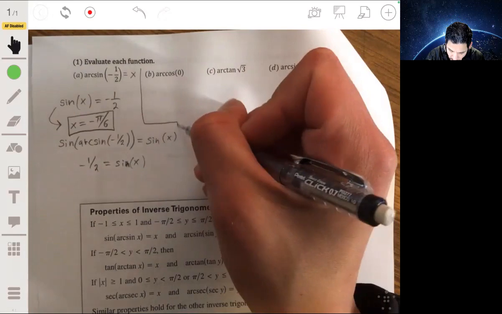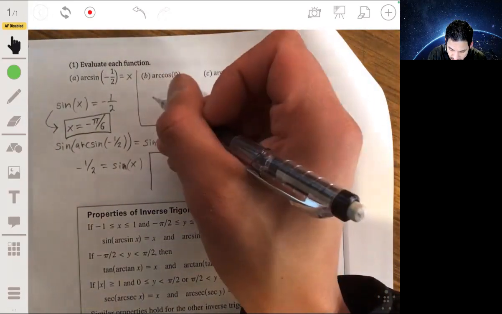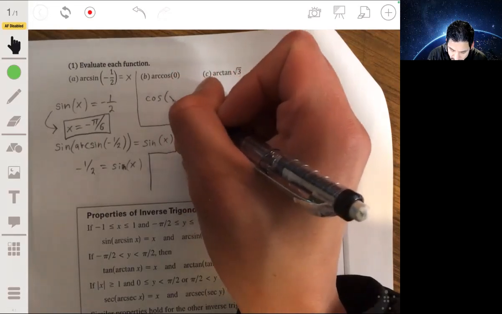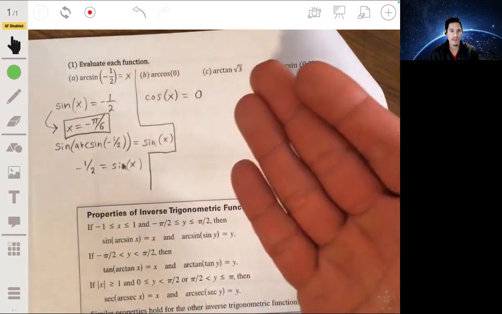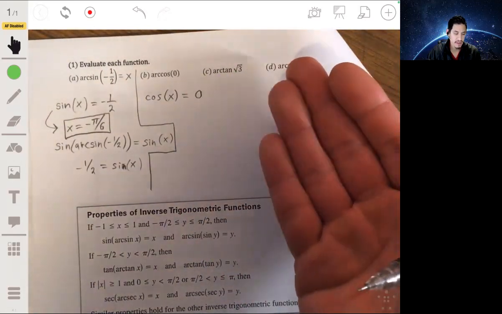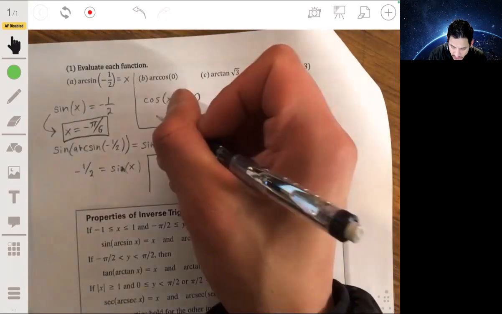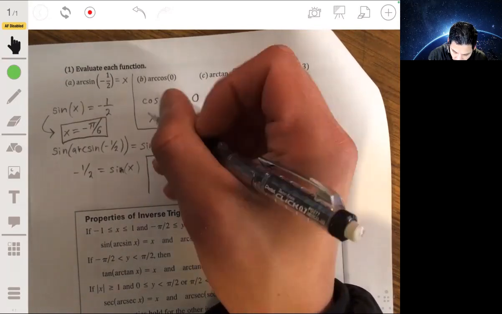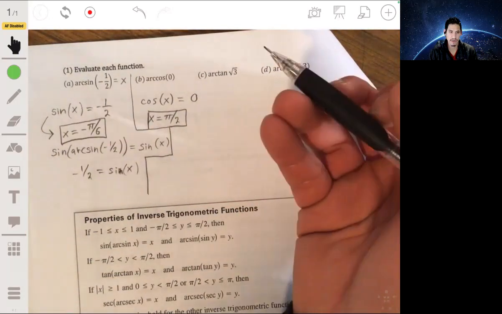All right, so for B, if I want to find the arc cosine of 0, I essentially want to solve the equation the cosine of x is equal to 0. Like, the cosine of what number is equal to 0? So again, making sure you have your unit circle down, x would just be equal to pi over 2, because the cosine of pi over 2 is 0.